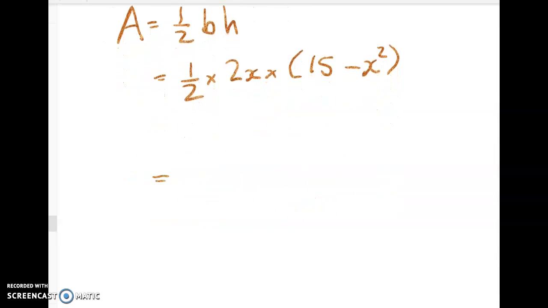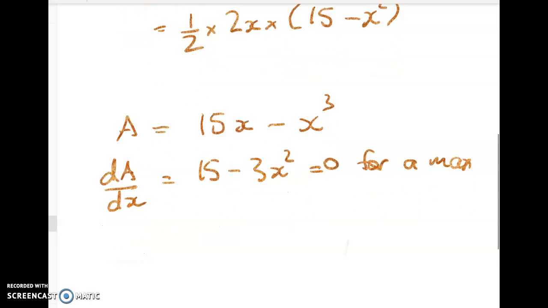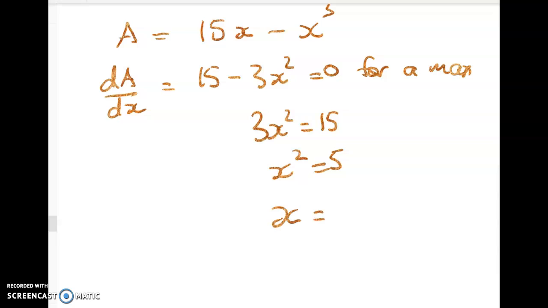So hopefully now you too are wondering why this is in a level 3 paper and not a level 2 paper. 15x minus x cubed. To maximize something, we go like this. dA by dx is equal to 15 minus 3x squared, which is equal to 0 for a maximum. So solving that gives me 3x squared equals 15, x squared equals 5, x equals plus or minus root 5.